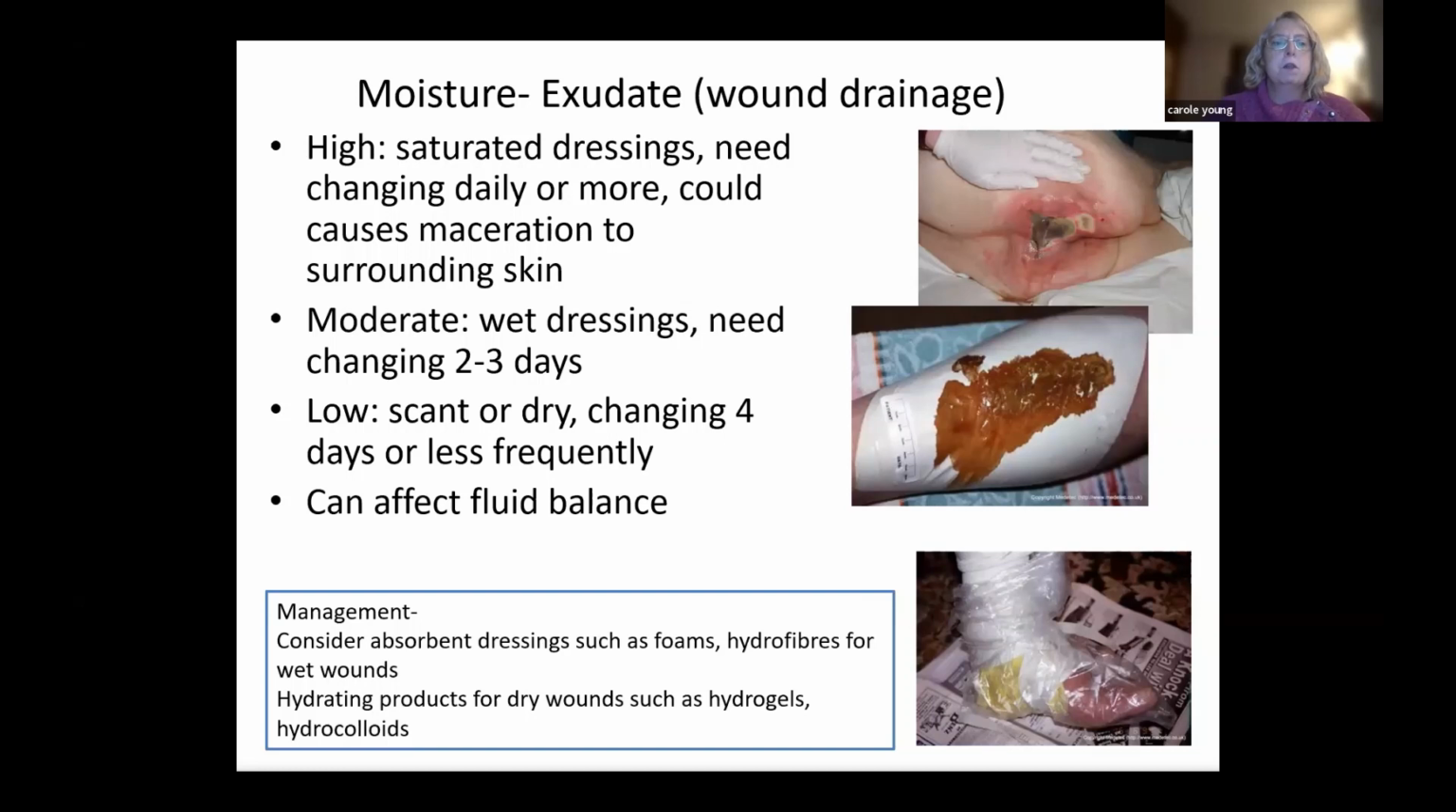Management-wise, we want to be thinking about absorbent dressings if our wounds are too wet, so things like foams and hydrofibers, adequate padding. We don't want our patients turning up into clinic like that photograph with a bag wrapped around their foot, so their whole foot's going to macerate. If their wound's too dry, so we've got necrosis or slough sitting there, we might need to think about adding some hydration. So hydrogels or hydrocolloids might come in useful at this point.